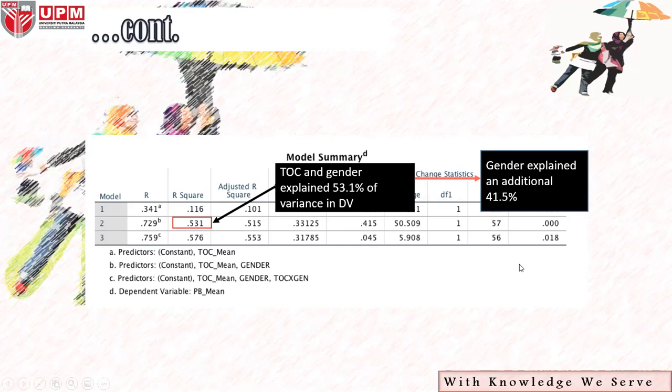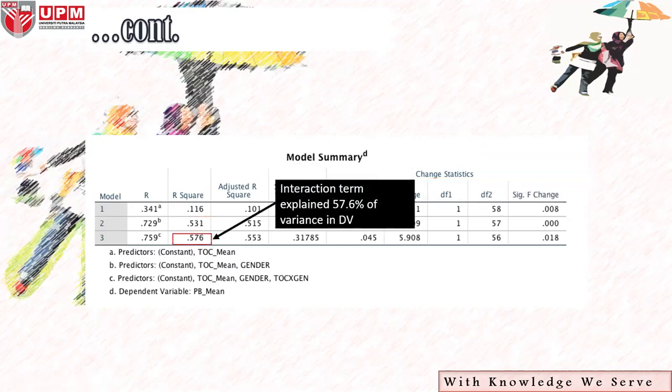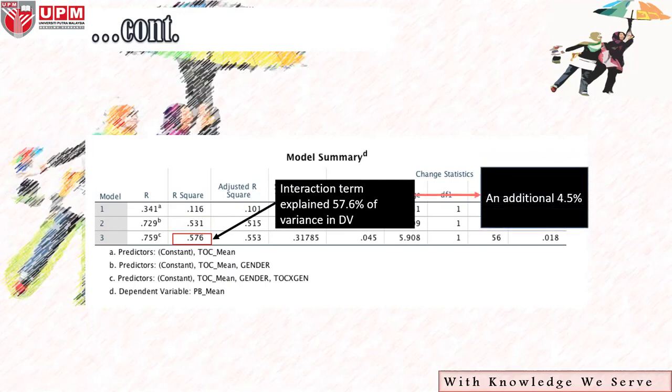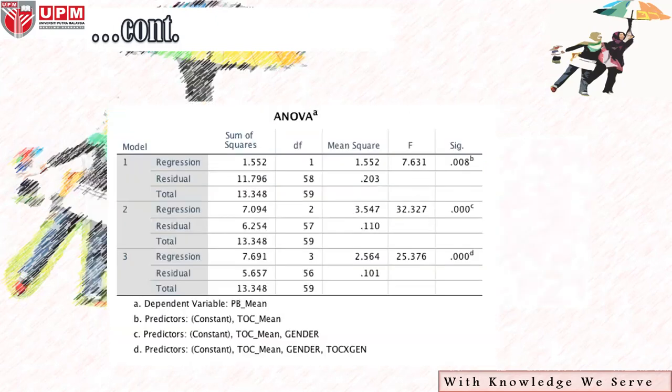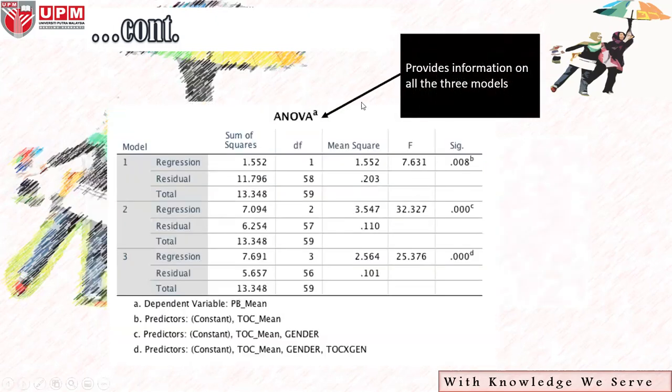Okay. Then to reconfirm, we check the interaction effect. Through the interaction term, we can see that the interaction variable explains 57.6% of the variance in philanthropic behavior, in which the interaction term adds an additional 4.5%. Banyak tu.